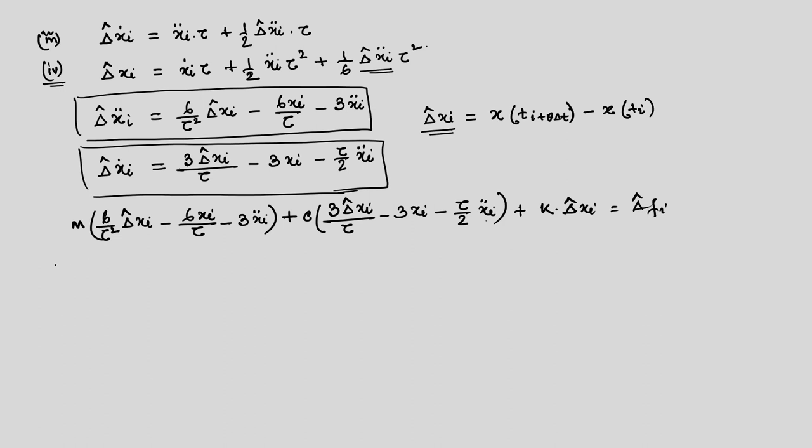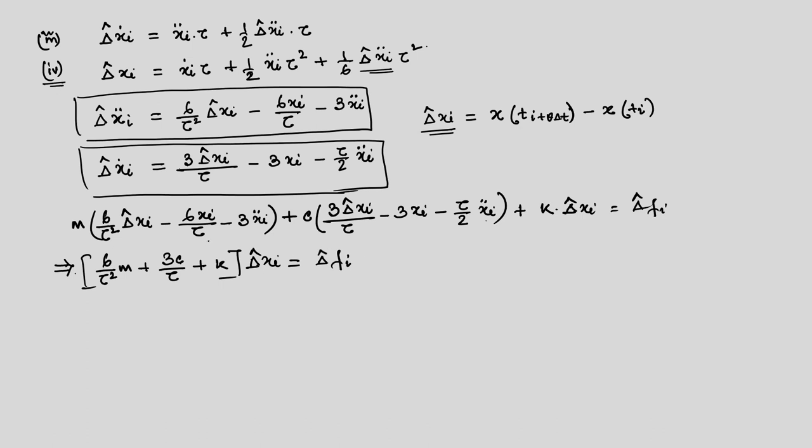Now, again, if we simplify this expression, what we will have? We have (6/τ²)m plus (3c/τ) plus k, times Δx̂ᵢ is equal to Δf̂ᵢ.